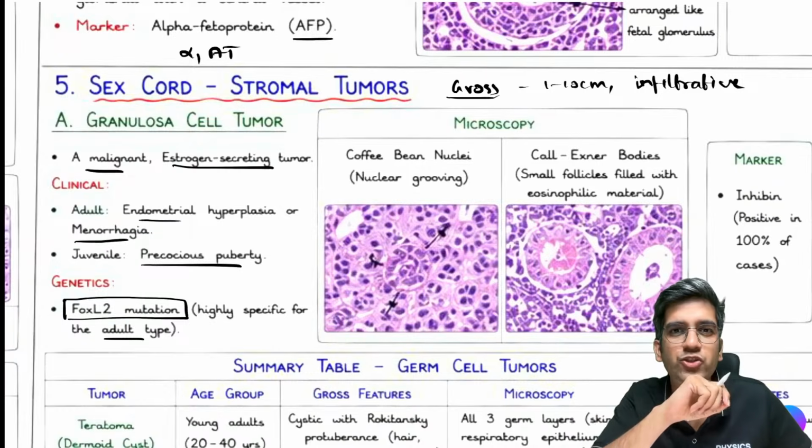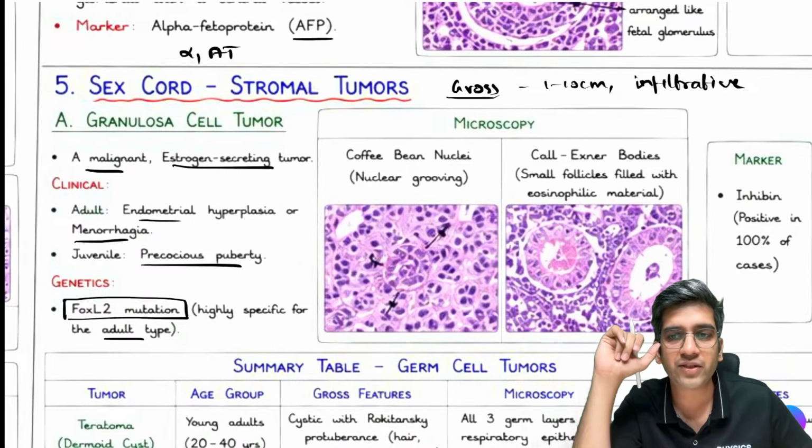What type of hormone is estrogen? Physiologically, how do you classify it?